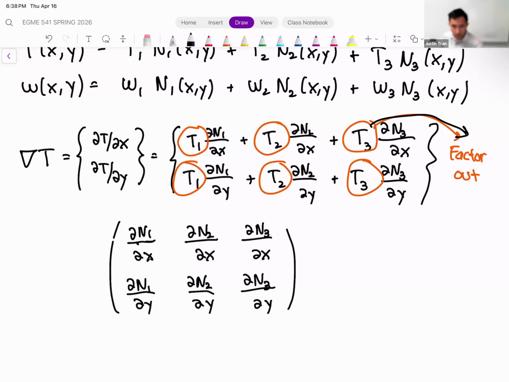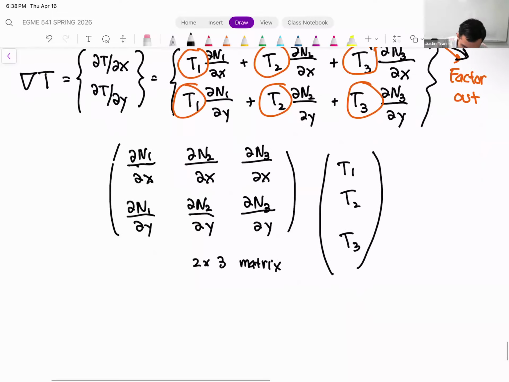Okay. So we've essentially created a 2 by 3 matrix here. Okay. So we have 2 rows and 3 columns, and then we're going to multiply that by a column vector, okay, that contains our nodal temperatures. So T1, T2, T3. Okay. And so this column vector here is going to be a 3 by 1 vector.